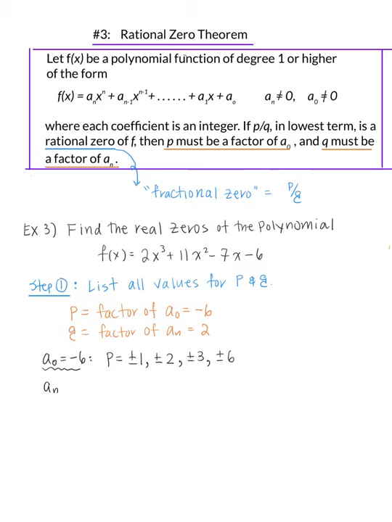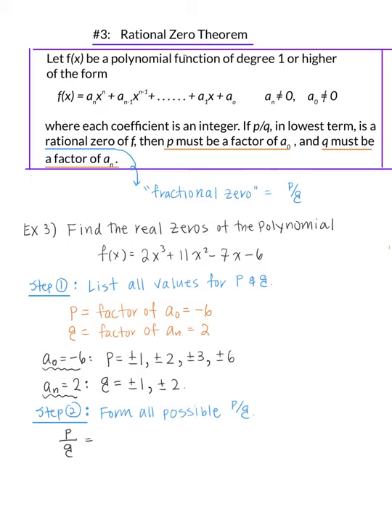Now let's go with our leading coefficient, a sub n. In this case, that's 2. This one's a much smaller value. So you've got Q equals plus or minus 1, because I can divide 2 by either positive 1 or negative 1. And then you're going to have plus or minus 2. Now, step 2, what we need to do is form all possible P over Q's. So ready? All the possible values for P over Q.